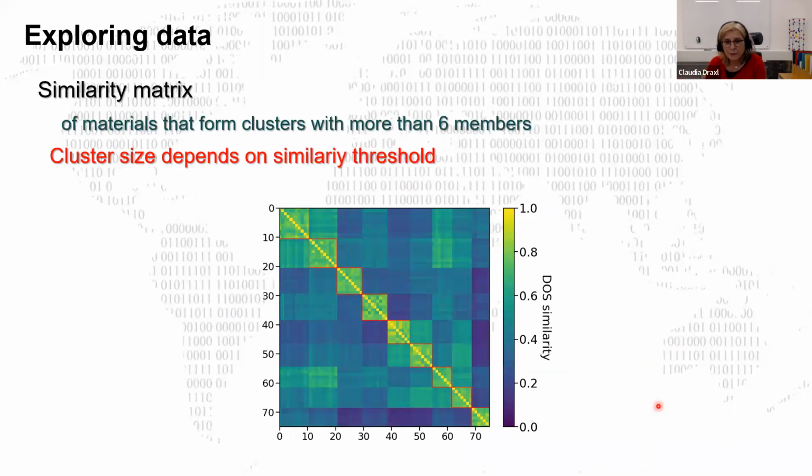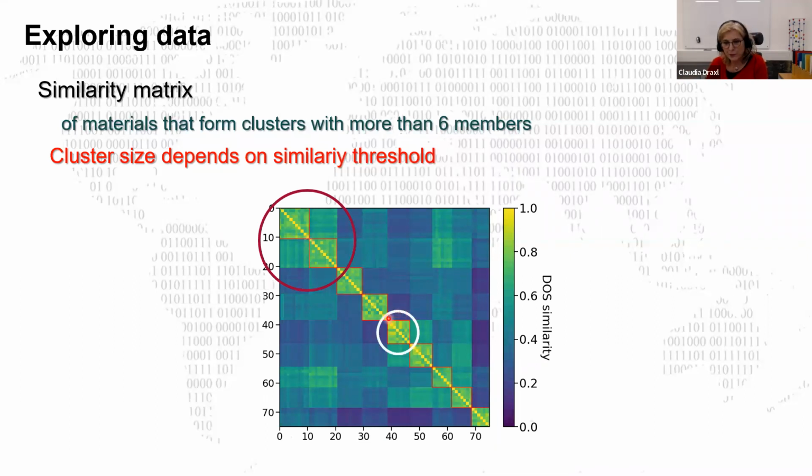Now, this is again a similarity matrix that is ordered, or sorted, according to these clusters. So these are, for instance, clusters of materials that have 6 members or more than 6 members. And there you see that, for instance, the first 2 clusters still have some similarity to each other, because here the similarity coefficient, if you look at the color code, is still pretty high, or relatively high.